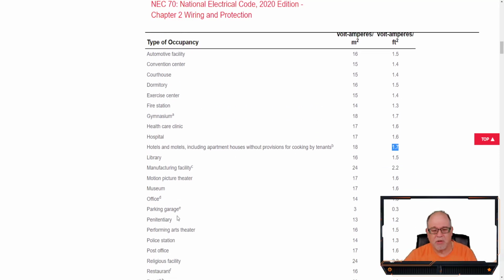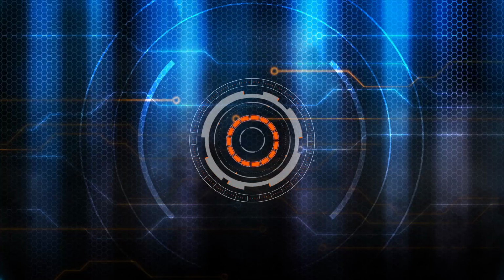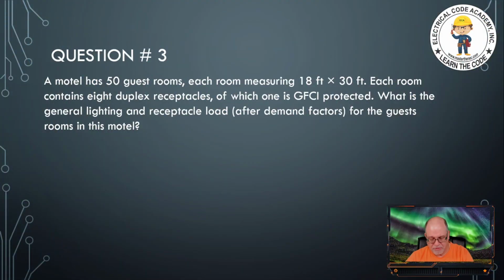So that's the first thing we do. Let's go back to our question and see what we need to do. We had 27,000, and we're going to take that times 1.7, and that is 45,900. So 45,900 at this point is our total volt amperes.